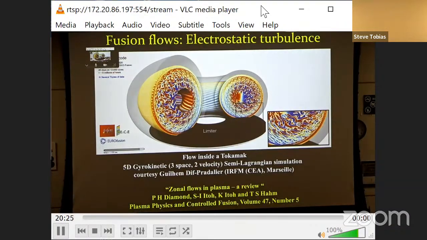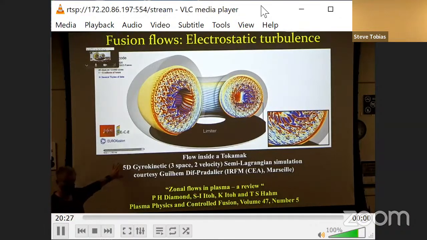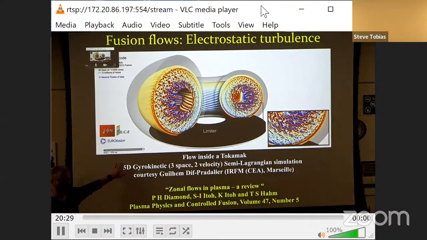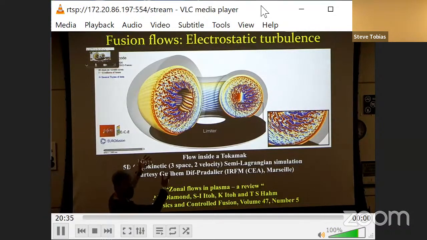This is a very hard calculation to do. This is a 5-dimensional calculation. So there is no way really that this is solving for the correct physics. 5D, you know, it can't represent the range of scales it needs to. So we need some theory.